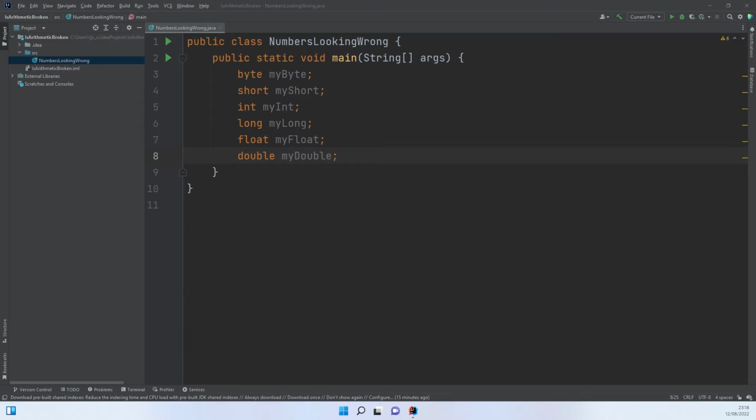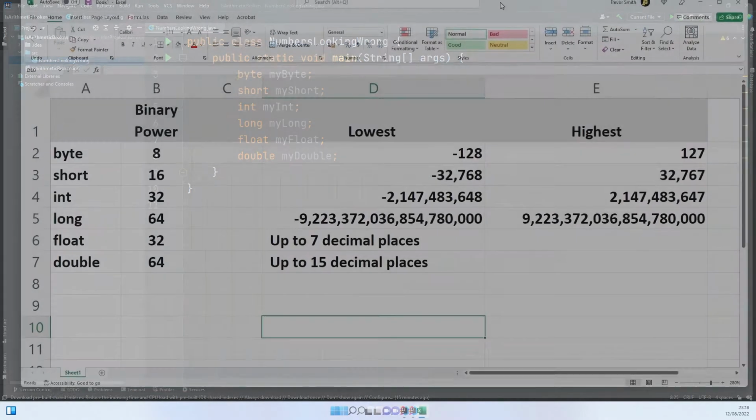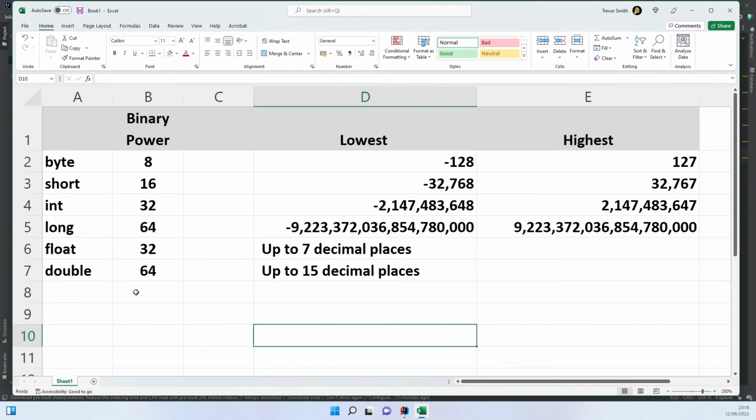Now, with the exception of float and double, the remaining numbers are all whole number values. And they have a range. So these are the ranges for those numbers. You can see that the byte is minus 128 to 127. The short is minus 32,768 to 32,767. The int is minus 2,147,483,648 to 2,147,483,647. And the long, well, that's just a really big number.